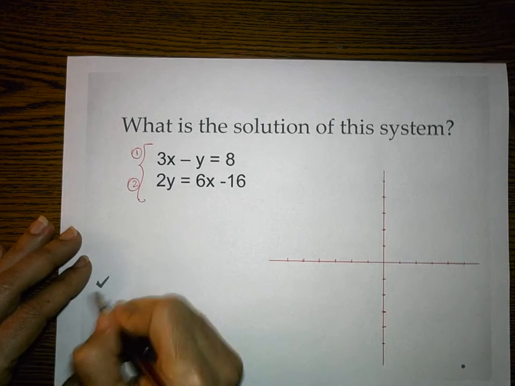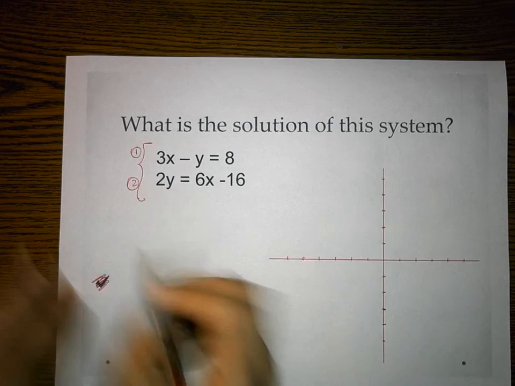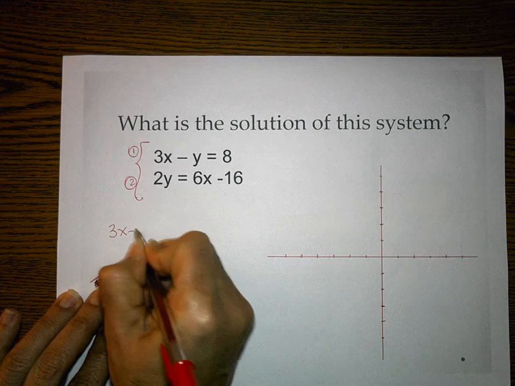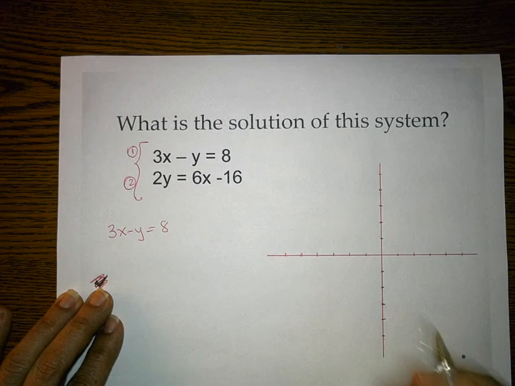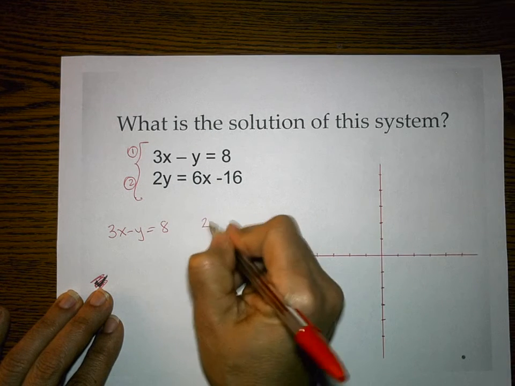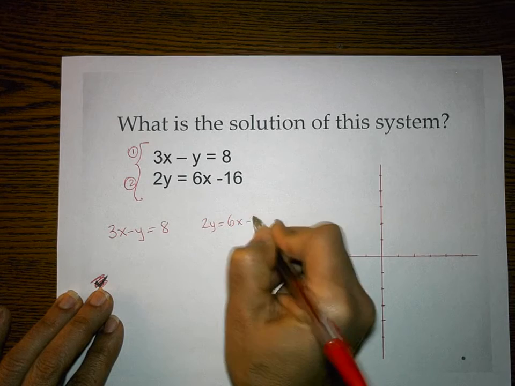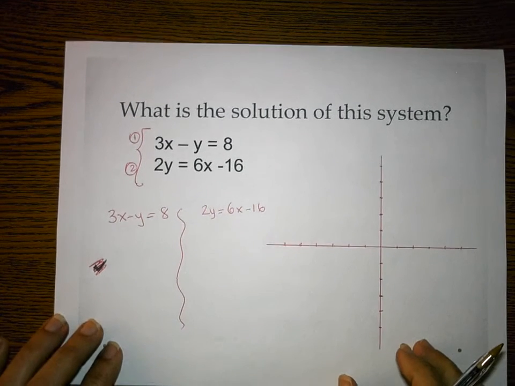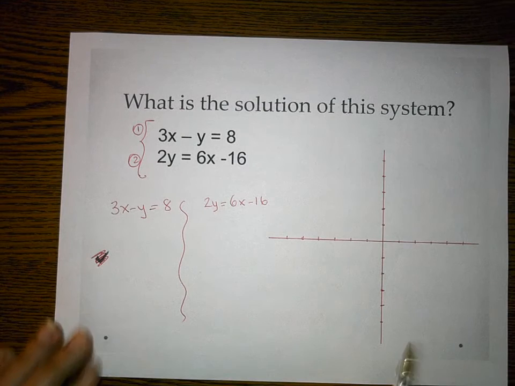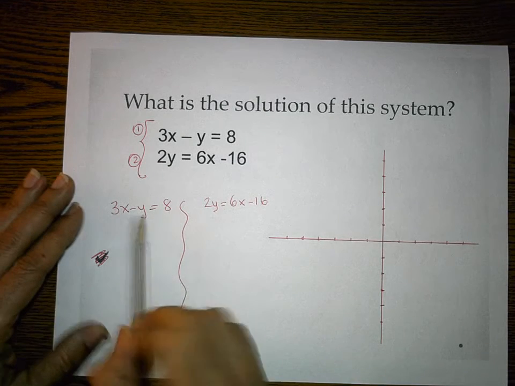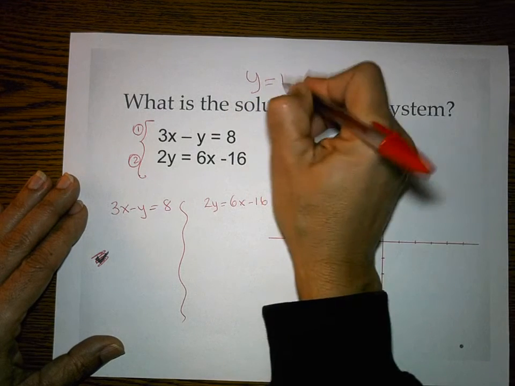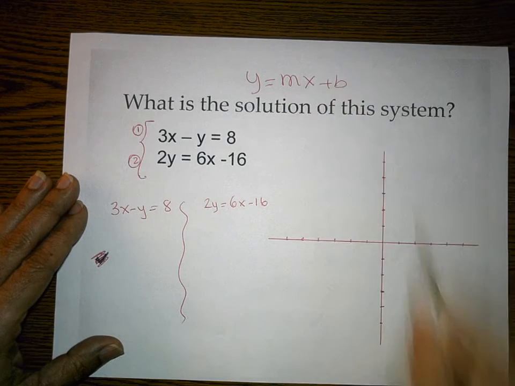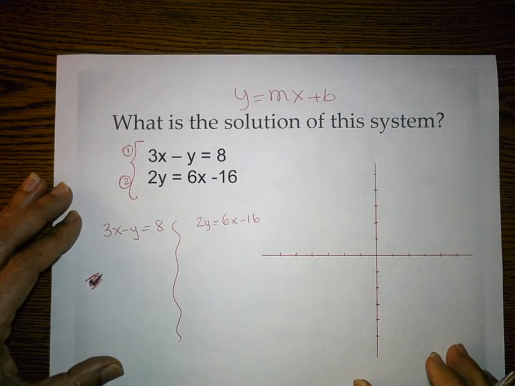So if you want to go ahead and rewrite them separately, I have 3x minus y equals 8. And I have 2y equals 6x minus 16. Okay, two separate lines. You choose how you want to handle this. Whatever you're good with. If you want to put it in the y equals mx plus b form, if that's the way you like to work, that's fine with me.